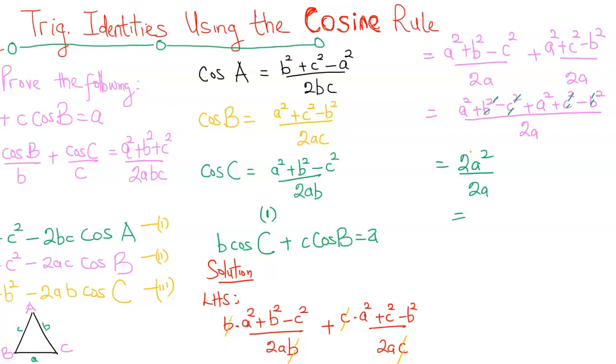Of course, 2 can reduce 2, and the a here can cancel one of the a's at the top. So this reduces to a. And looking at the question, we can see that this is exactly what the right hand side is. So we've been able to show that b cos C plus c cos B is equal to a.